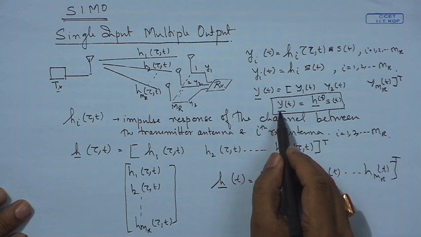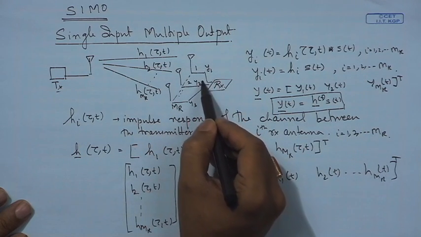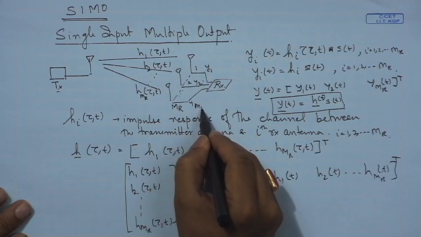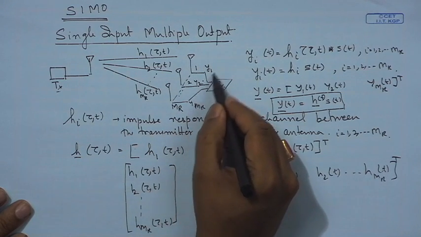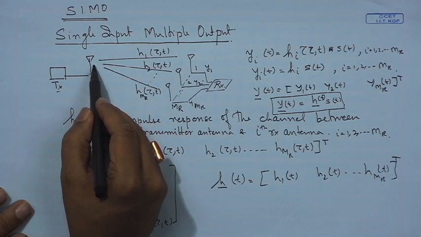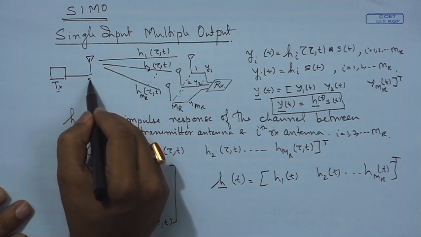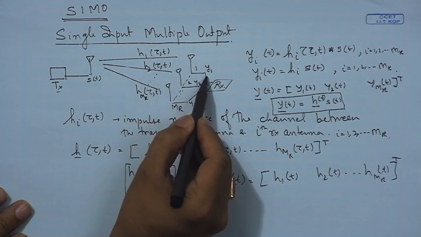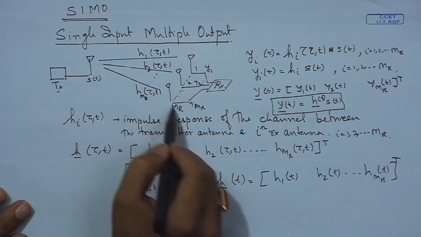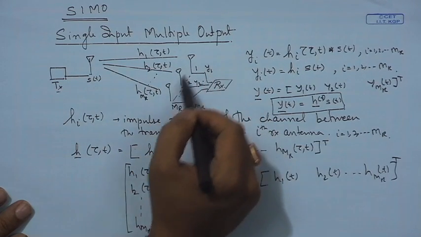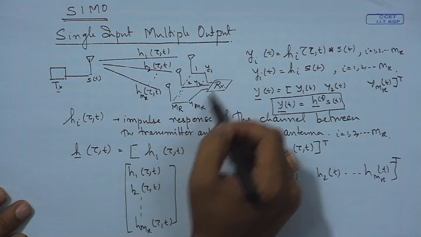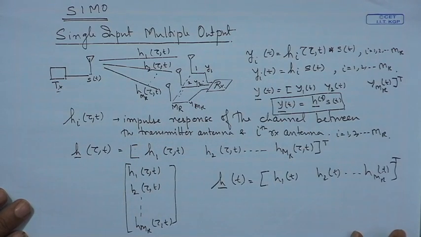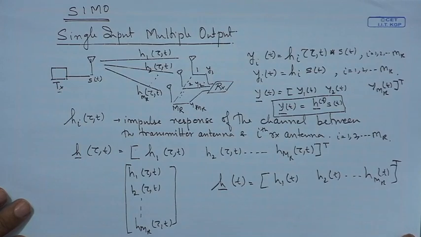So this clearly tells that I am receiving y1, y2 up to y_MR. So M_R different copies of the same signal. Whatever is transmitted over here, that means if s(t) is transmitted, it is going to go through the channel, be received over here, go through this channel, be received over here, go through the channel, be received over here. So there are multiple copies of the same signal received at different antennas. So this is the typical single input multiple output channel.